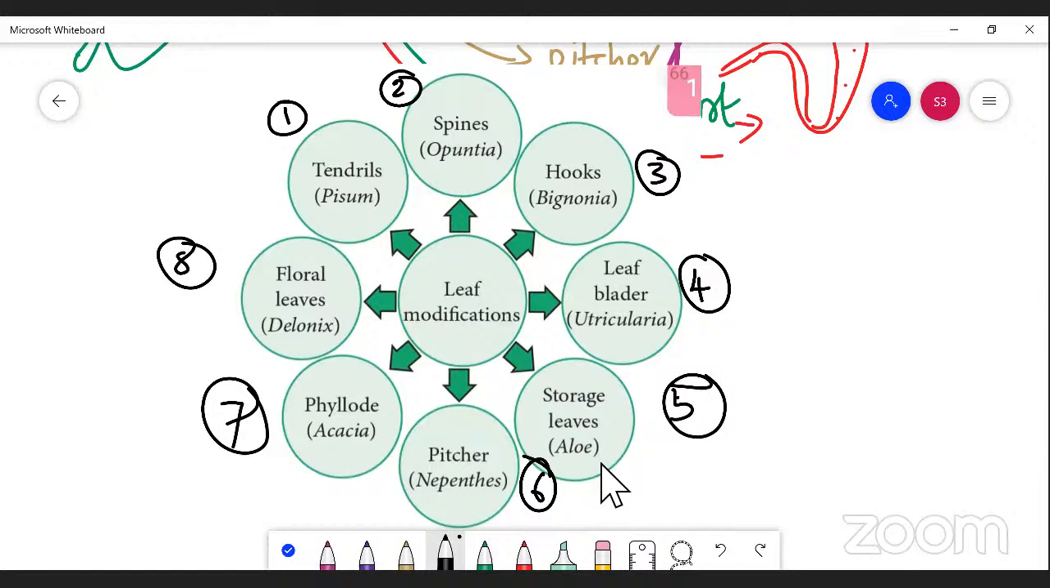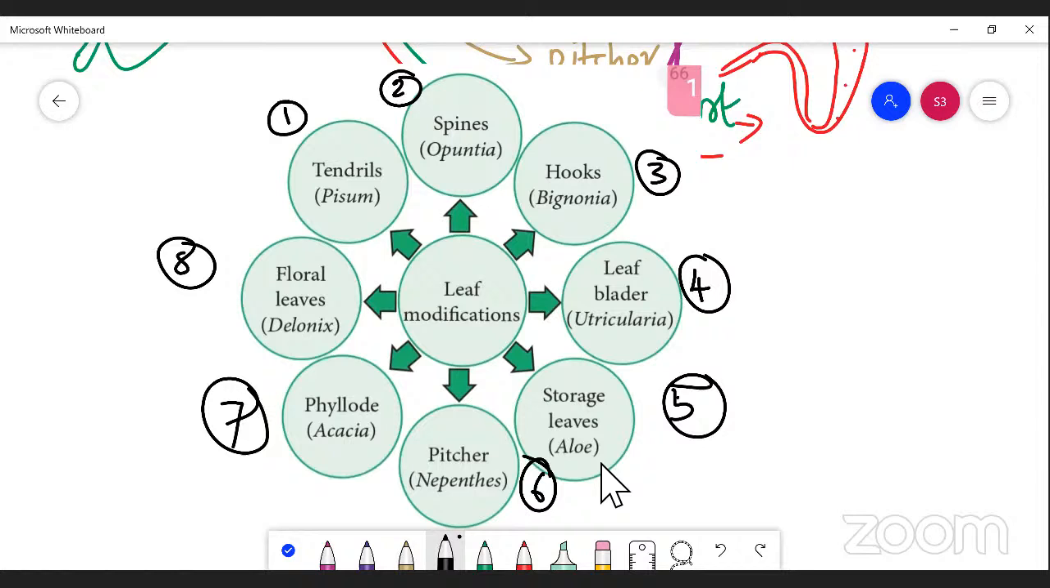Floral leaves is the category in which simply sepals and petals are modified into leaf-like structures that protect both androecium and gynoecium. The androecium is nothing but the pollen-bearing leaf-like structure, that is a microsporophyll. It is also a kind of leaf. And the pistil is also protected by the megasporophyll. The microsporophyll and the megasporophyll, both of them are floral leaves. So these are all the modifications we are going to discuss, right?